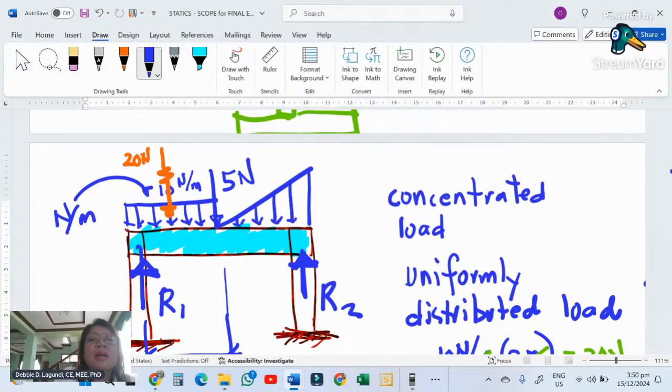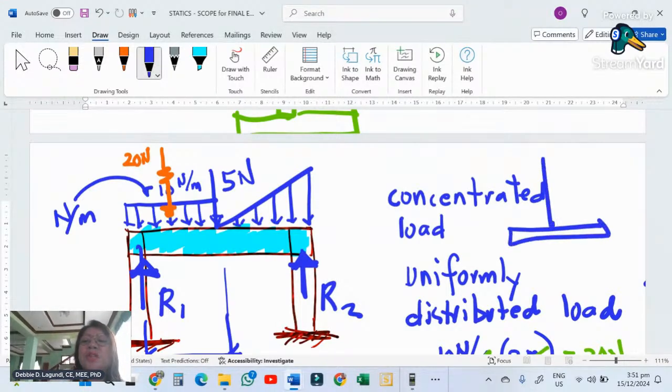Oh, by the way, if you're going to ask me what are the real life representations of our loadings on beam, for the concentrated load, it could be like a post in a building. So for example, this is a beam and there is a post in here. This post will exert a concentrated load to the beam.